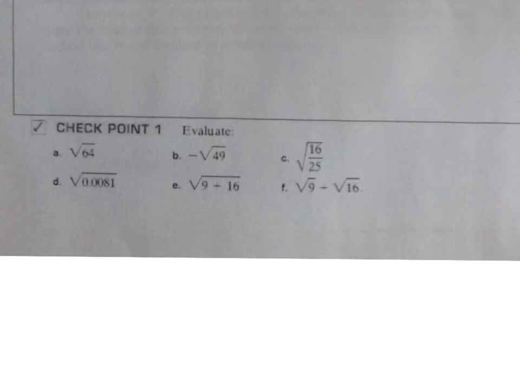Okay, checkpoint 1. A is 8. B is -7. C is 4/5. D is 0.09. E is 5. And F is 7. Let's go on to example 2.